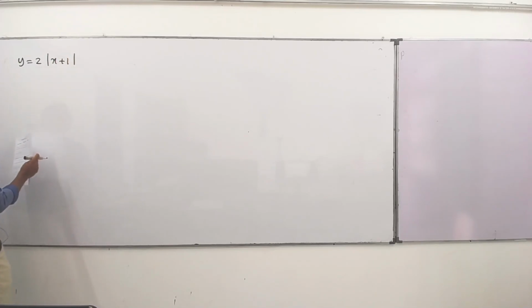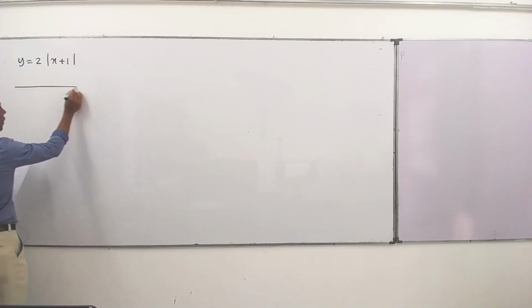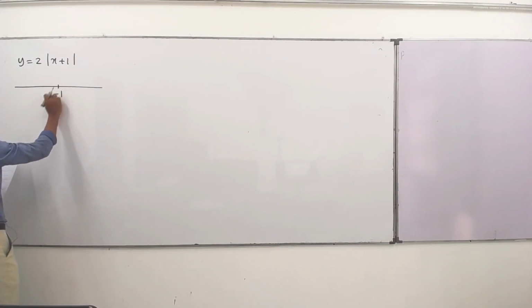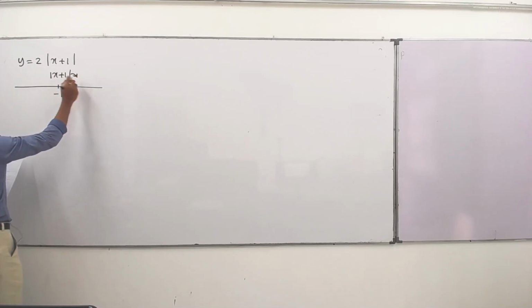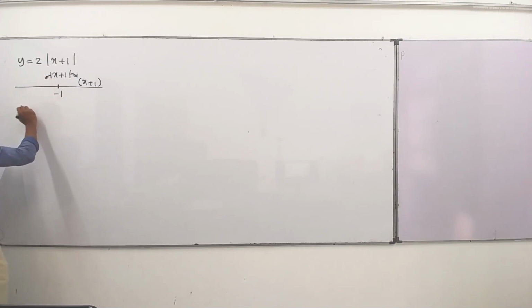First, when we define the mod x plus 1, the mod x plus 1 function will take different forms at x equals minus 1. How do you get this minus 1? When we equate x plus 1 to 0, x is minus 1. Then mod x plus 1 will take the same function x plus 1 at minus 1 and on the right of minus 1. Left of minus 1, mod x plus 1 will take minus of this. That means multiply this by a minus sign. Then we get minus x minus 1.